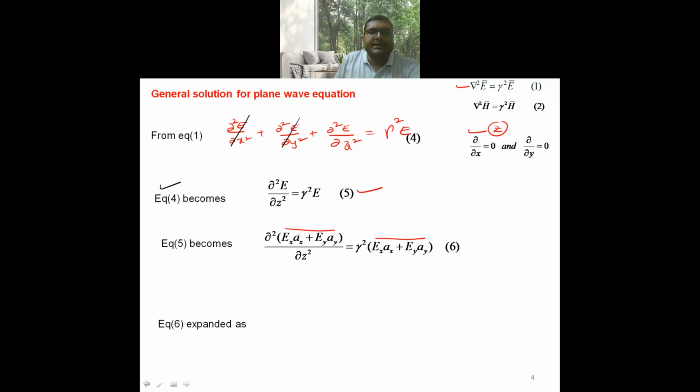Now by equating AX and AY terms in equation 6, we get dou square EX by dou Z square is equal to gamma square EX and dou square EY by dou Z square is equal to gamma square EY. These two equations are very important in writing the general solution of electric field in x direction and in y direction.